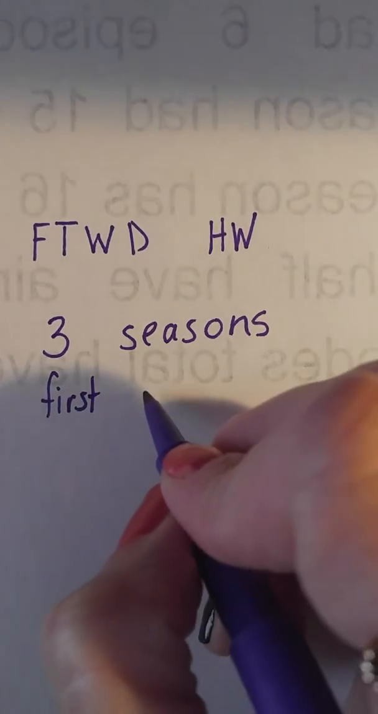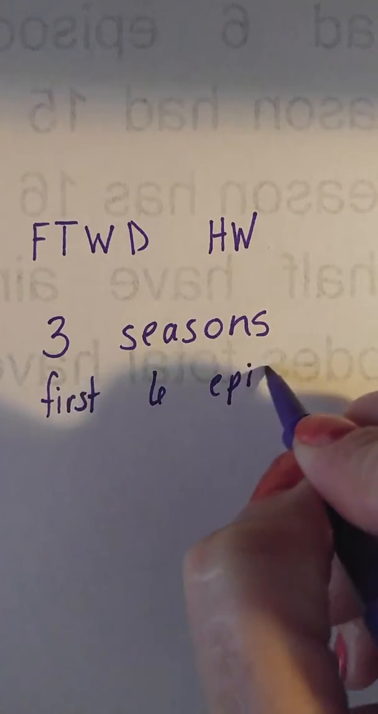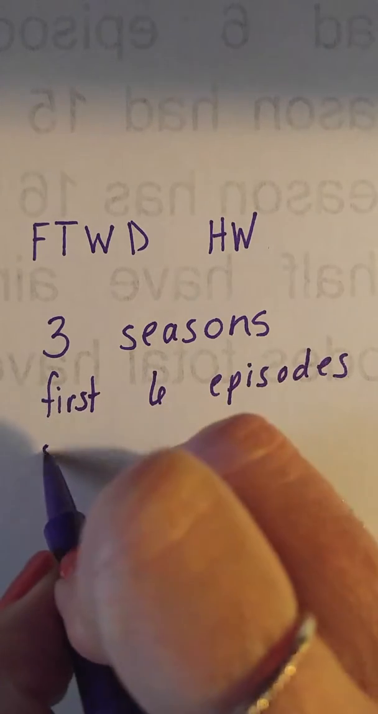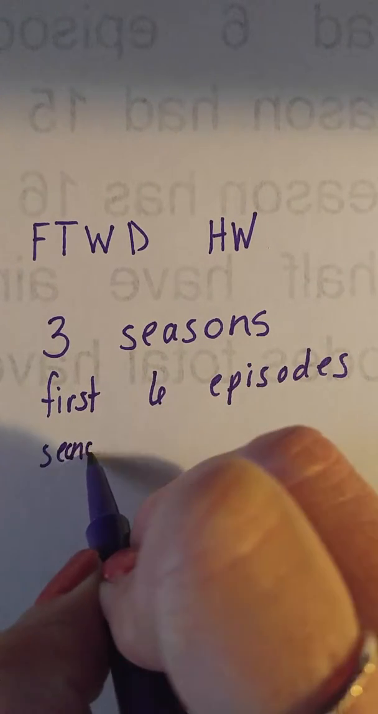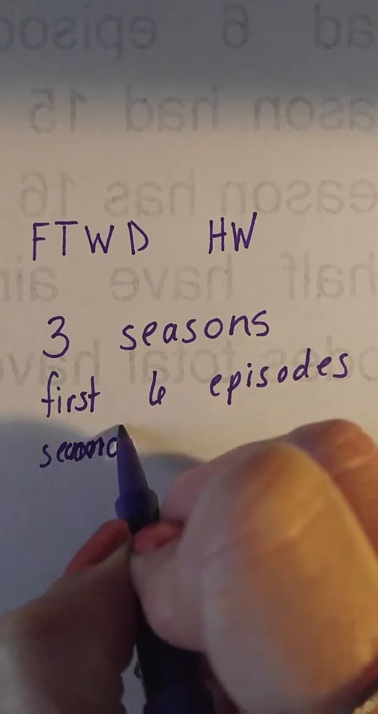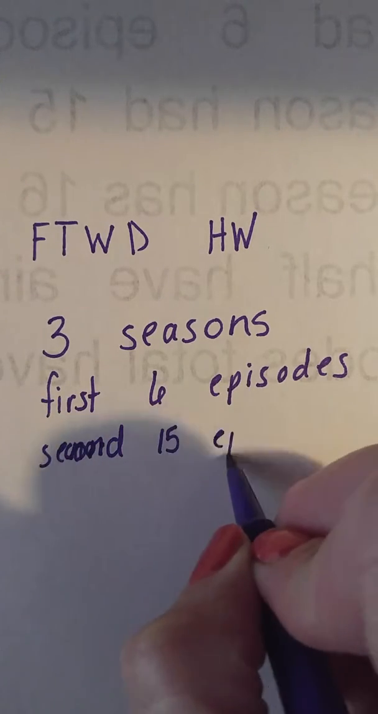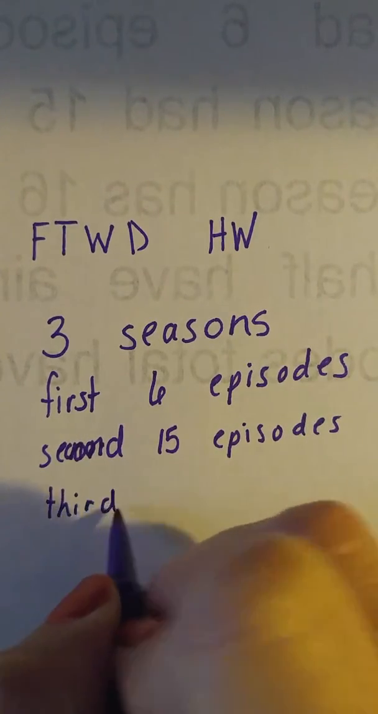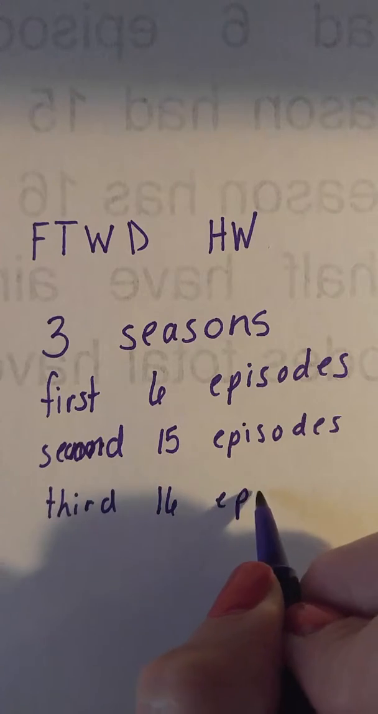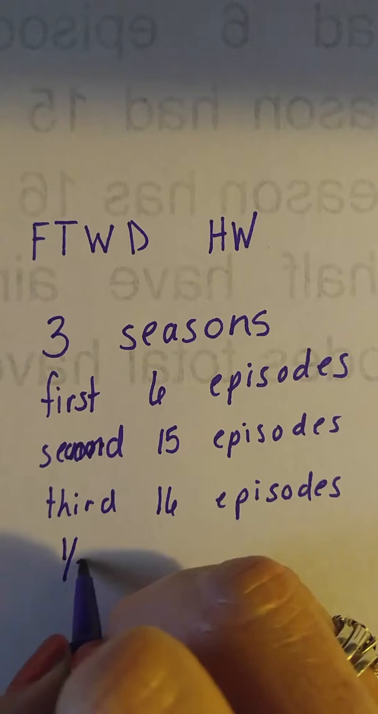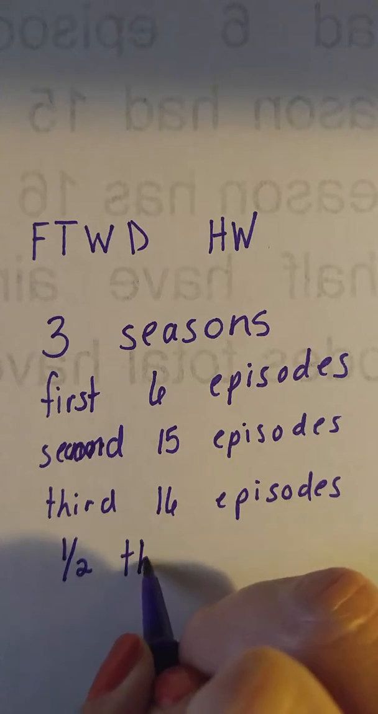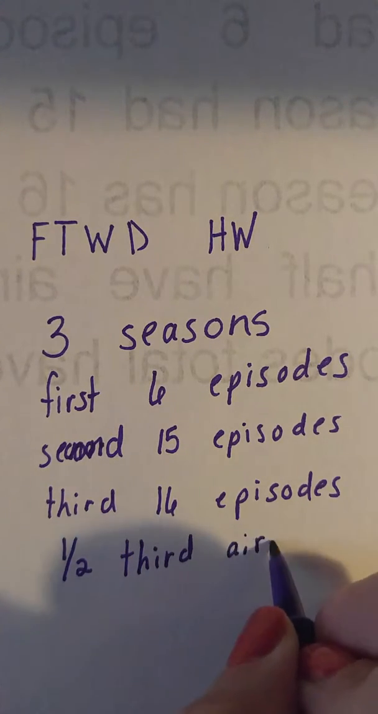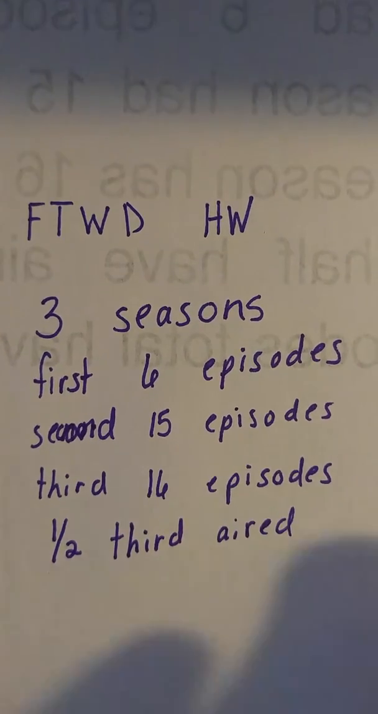First season, so I'm going to write first instead of 1 because I don't want to confuse anybody. First season had 6 episodes. The second season had 15 episodes, and the third season had 16 episodes. All right, and then it said half of the third had aired. So those are the numbers that came from our word problem.